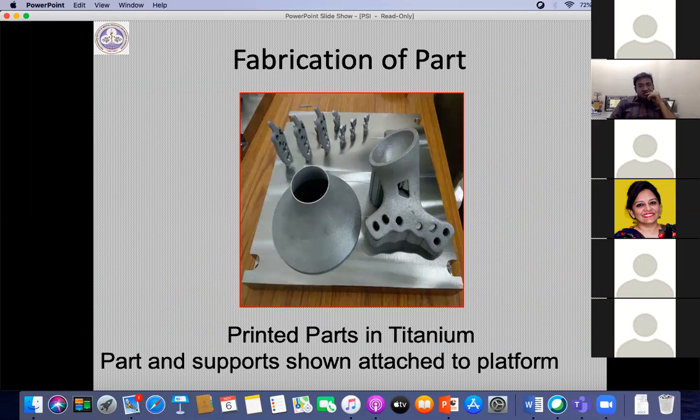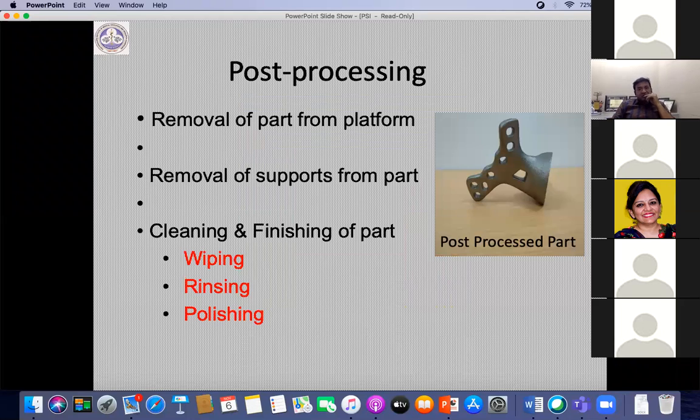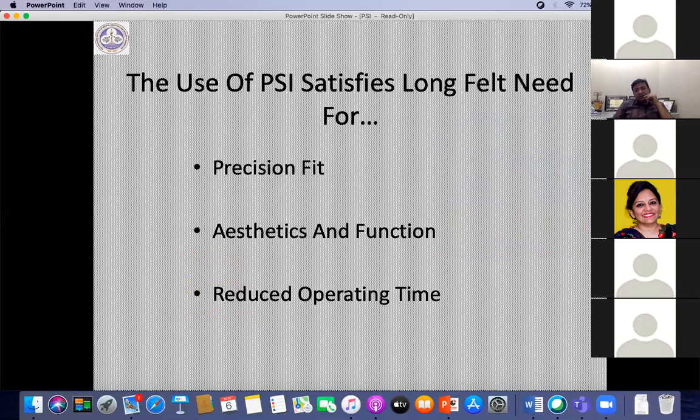Now this is the gross PSI which has been fabricated, and it is still attached to the platform, right? Once it comes out of the machine, post-processing: removal of part from the platform by cutting, removal of supports or other aberrations, and then cleaning and finishing of the part, wiping, rinsing, and polishing. Then the PSI is ready for transport to the surgical unit. It can be autoclaved. It is a titanium alloy.